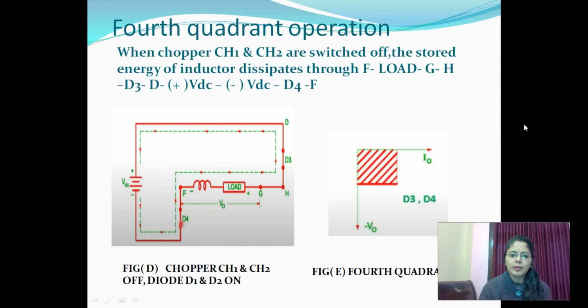Second is the fourth quadrant operation, when choppers CH1 and CH2 are switched off. When CH1 and CH2 are switched off, the circuit looks like this. This time the current flows through F, through the load, then through G, then through H, then through this D3, then in this direction. And this time the polarity of the voltage is negative. So in the fourth quadrant operation, we get output current positive and output voltage negative.